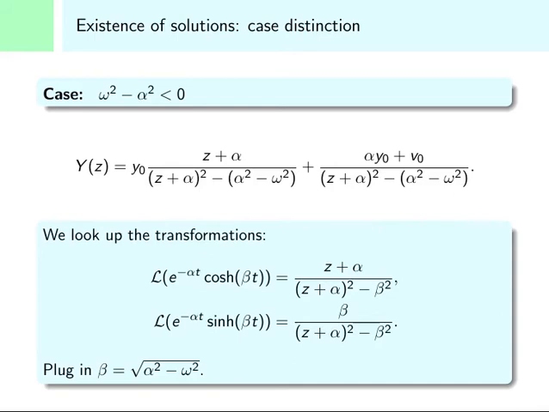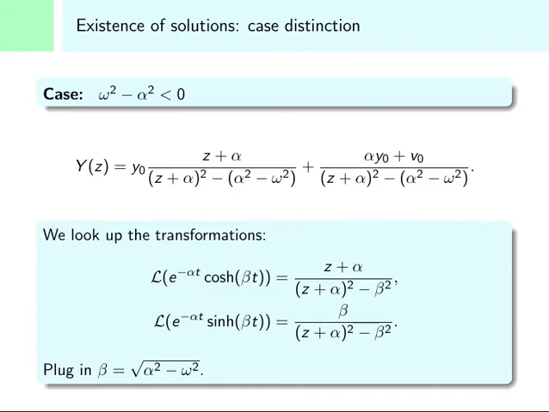Let's take a look at another special case. Suppose that omega square minus alpha square is less than 0. In that case, the Laplace transform of the solution can be written down as follows: y0 times the fraction z plus alpha over z plus alpha square minus alpha square minus omega square, plus the fraction alpha y naught plus v naught over z plus alpha square minus alpha square minus omega square.